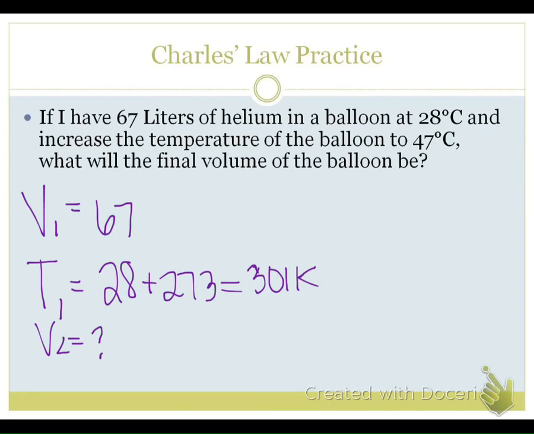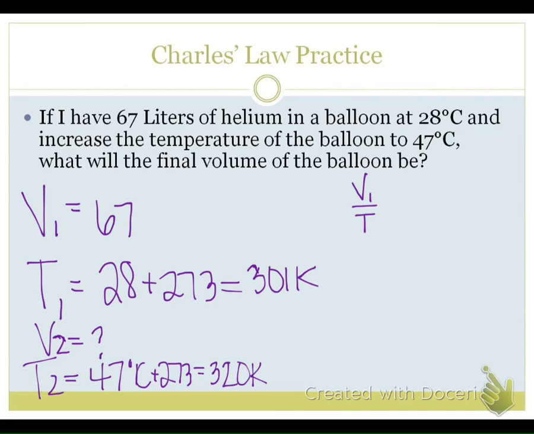We're going to solve for V2 because we want to know final volume. And we know our T2 is 47 degrees Celsius. So we're going to add 273 to that. And we get what? 320, I think? 320 Kelvin. All right. So now we have 3 of our 4 variables that we need. We can go ahead and start plugging into our Charles Law equation. V1 over T1 equals V2 over T2.